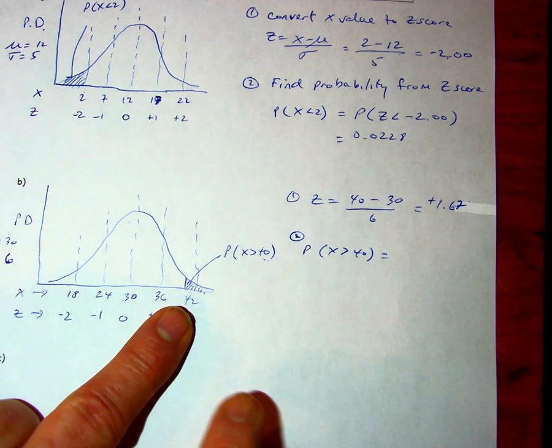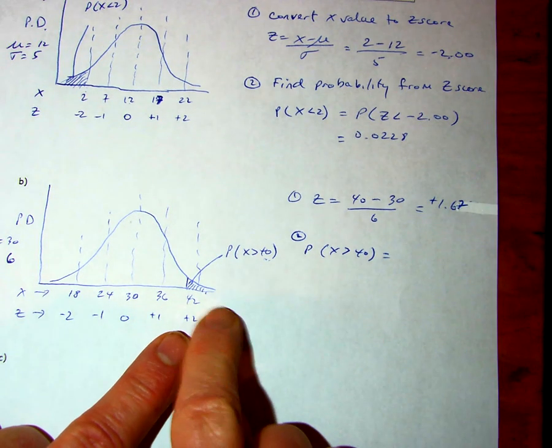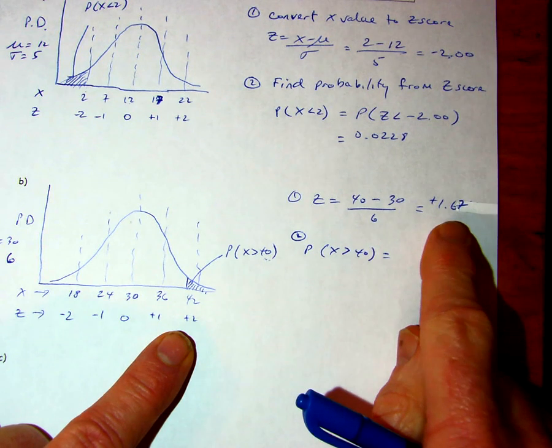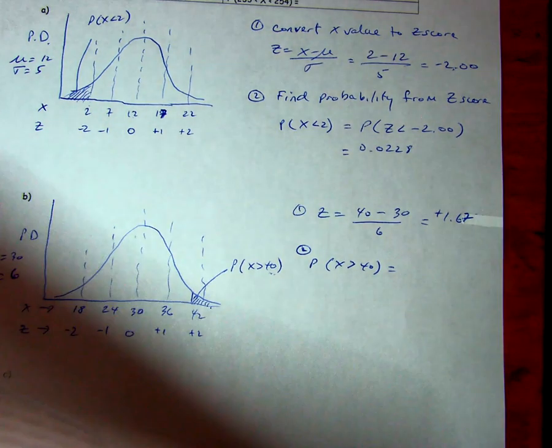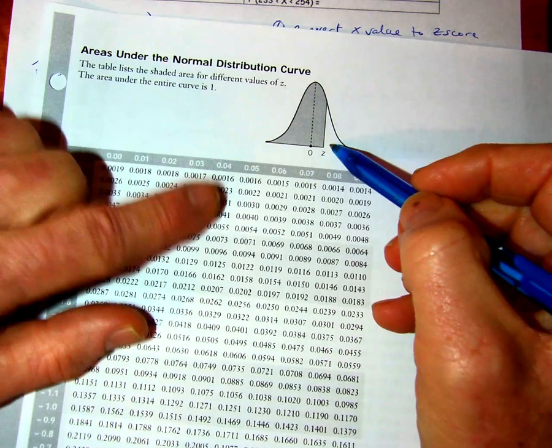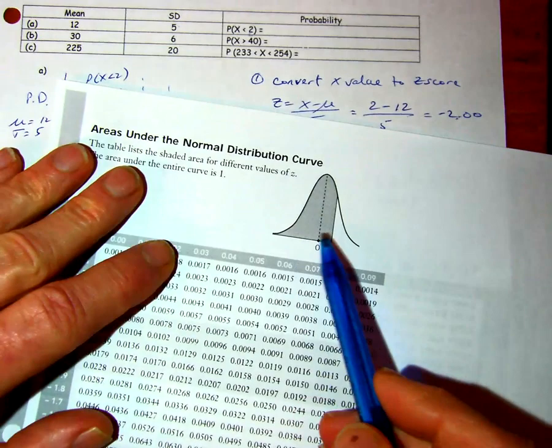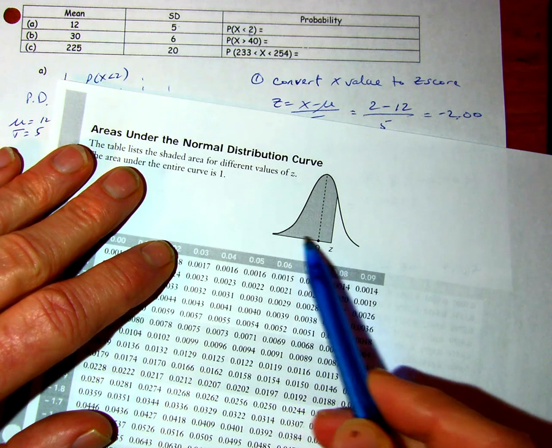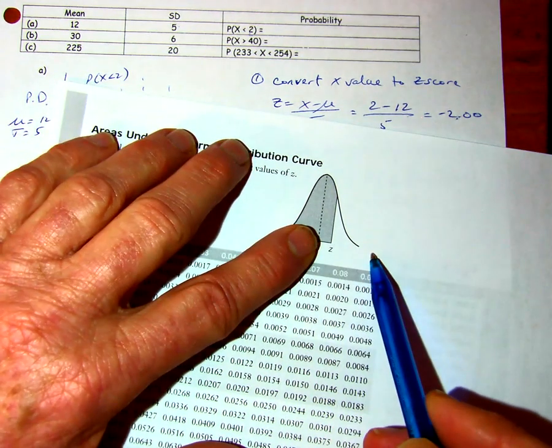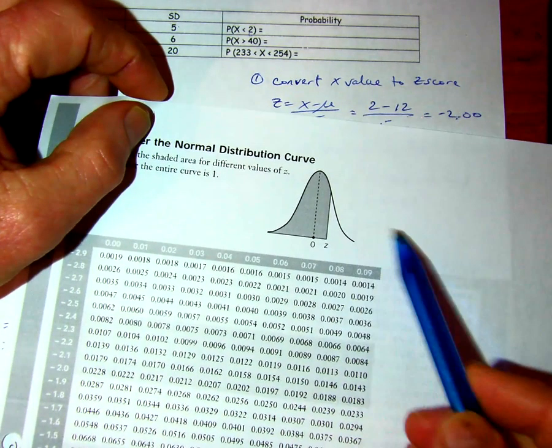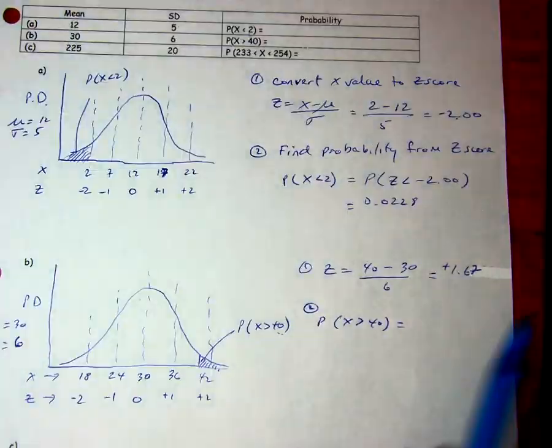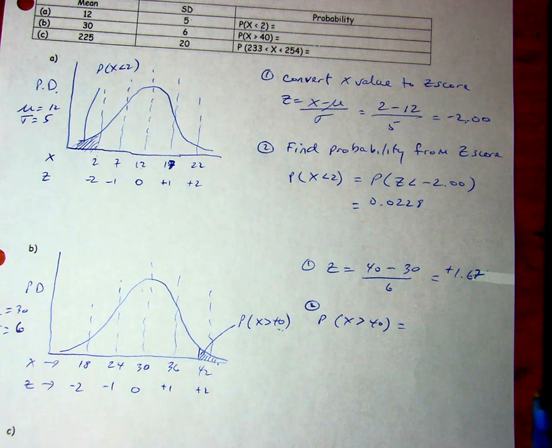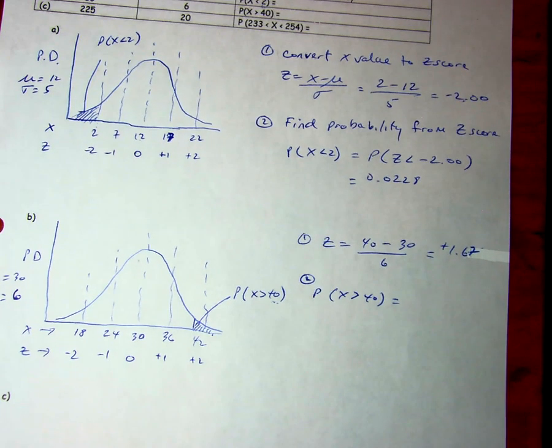All right, so step 2: the probability that x is greater than 40 is going to be the same as the probability of z being greater than 1.67. But unfortunately, the chart only gives the probability up to the z-score, not greater than the z-score. So what do we do if we want to find greater than the z-score? Is it the negative of the answer? Not the negative, the complement.